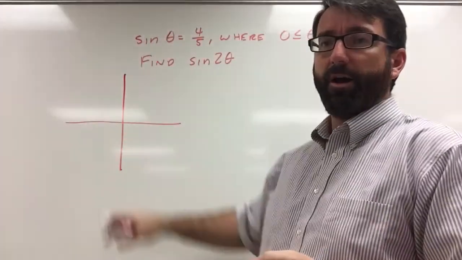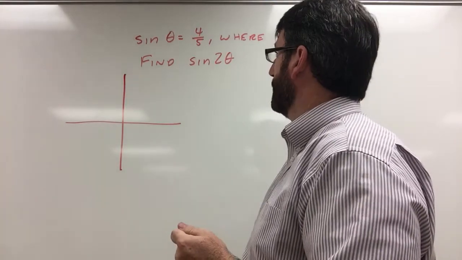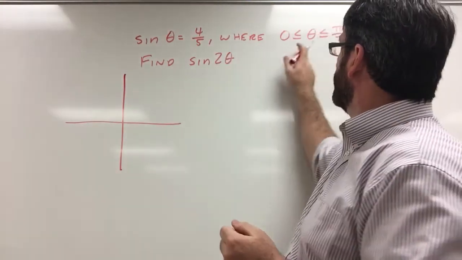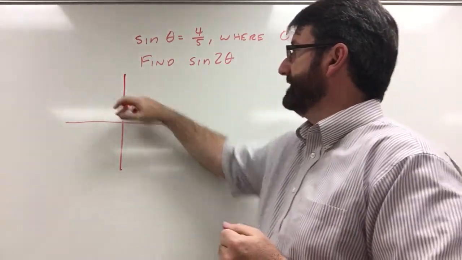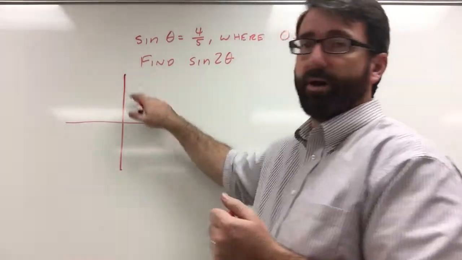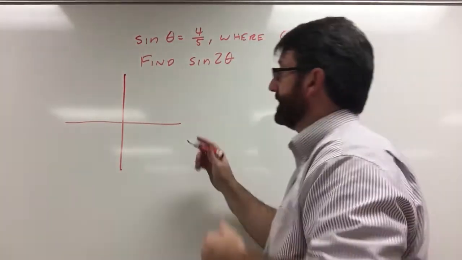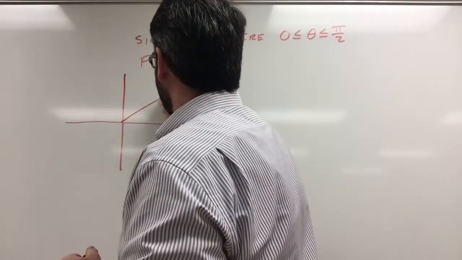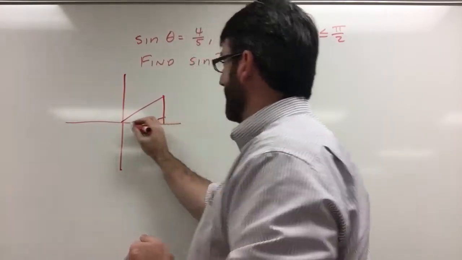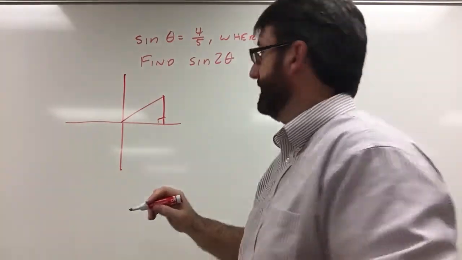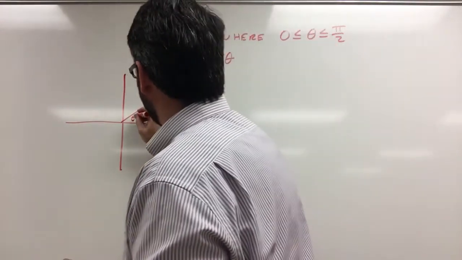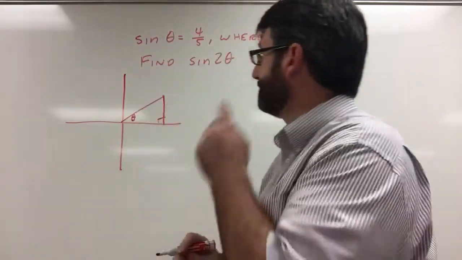We're going to draw a coordinate plane, and we're told that our angle is between 0 and pi over 2. So we're in this quadrant up here. So we're going to start by drawing a little triangle in this quadrant. It's going to be a right triangle, and one of our sides is going to be the x-axis. And we'll draw our little angle theta in here.